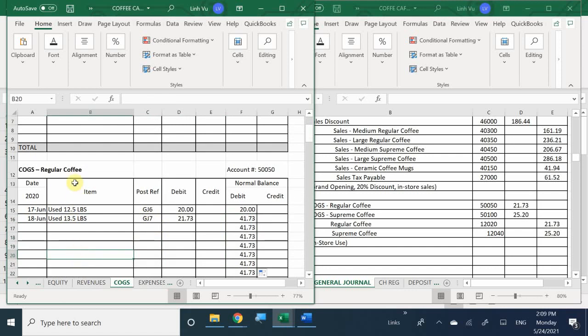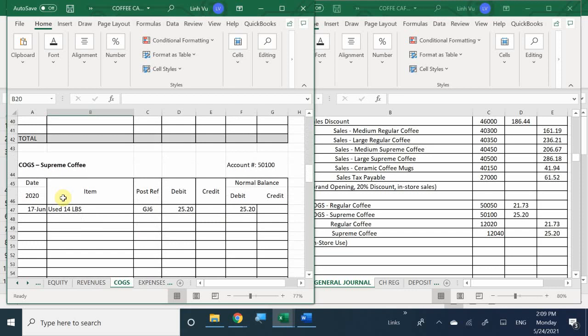Okay. So that's for the COGS for the regular coffee. So now we have to update our supreme coffee too. How many pounds did we use? 14. Oh, there we go. $25.20. It should give us a running balance of 50.40. Good. 50.40.